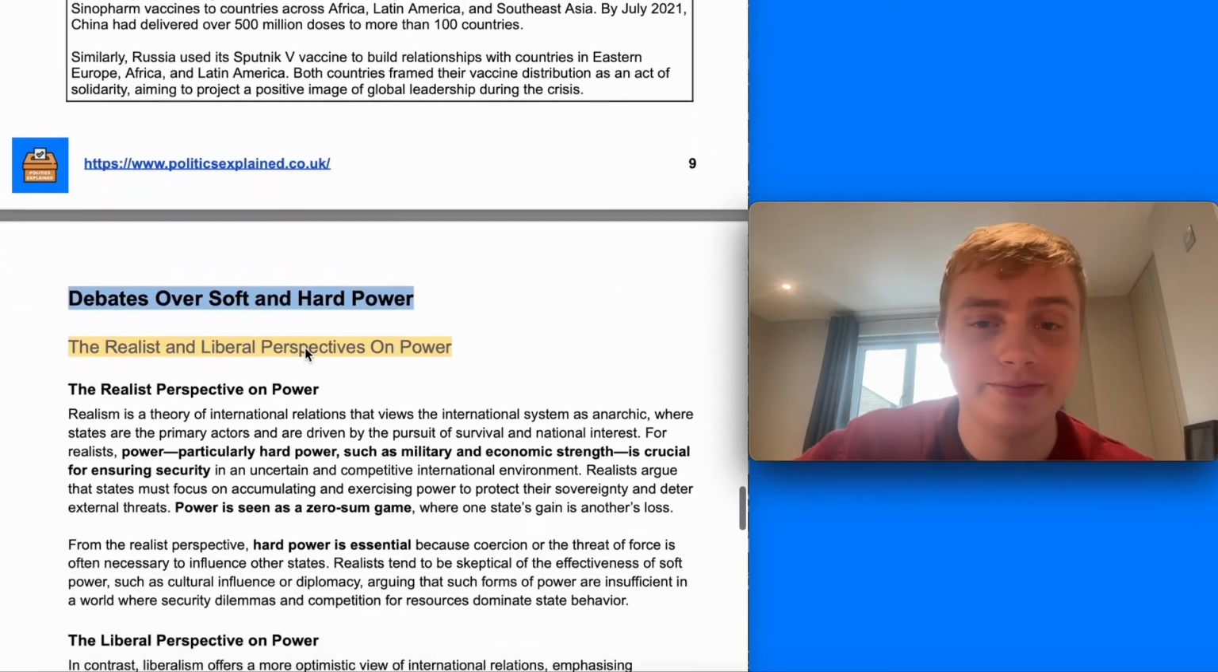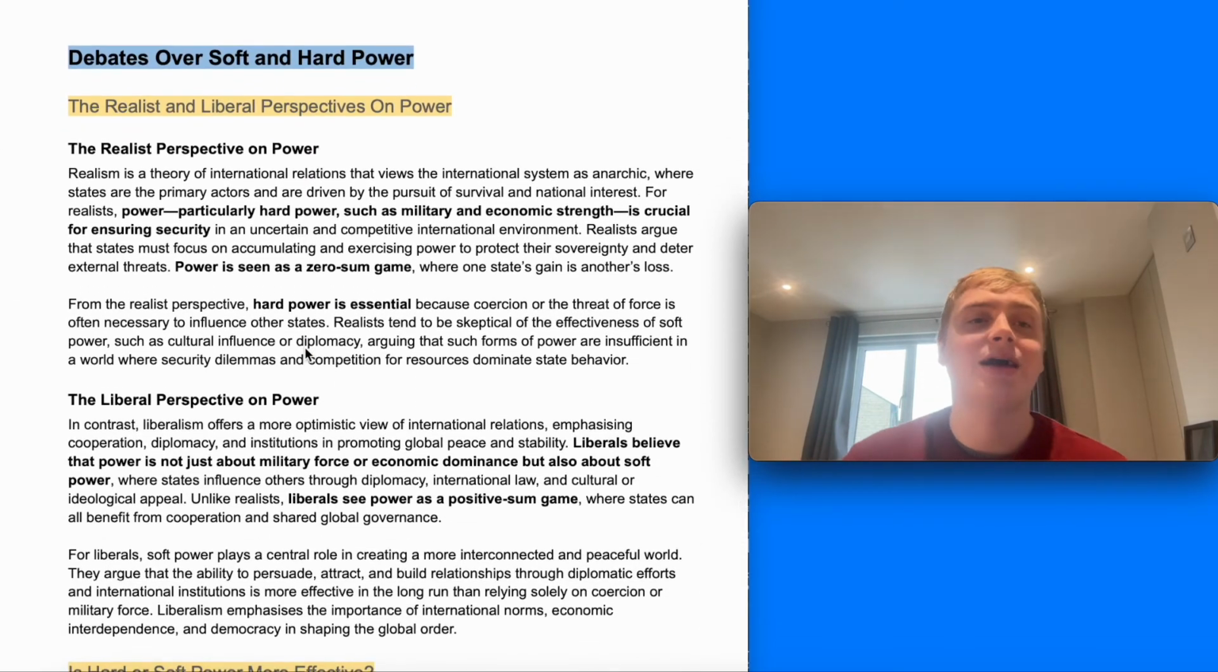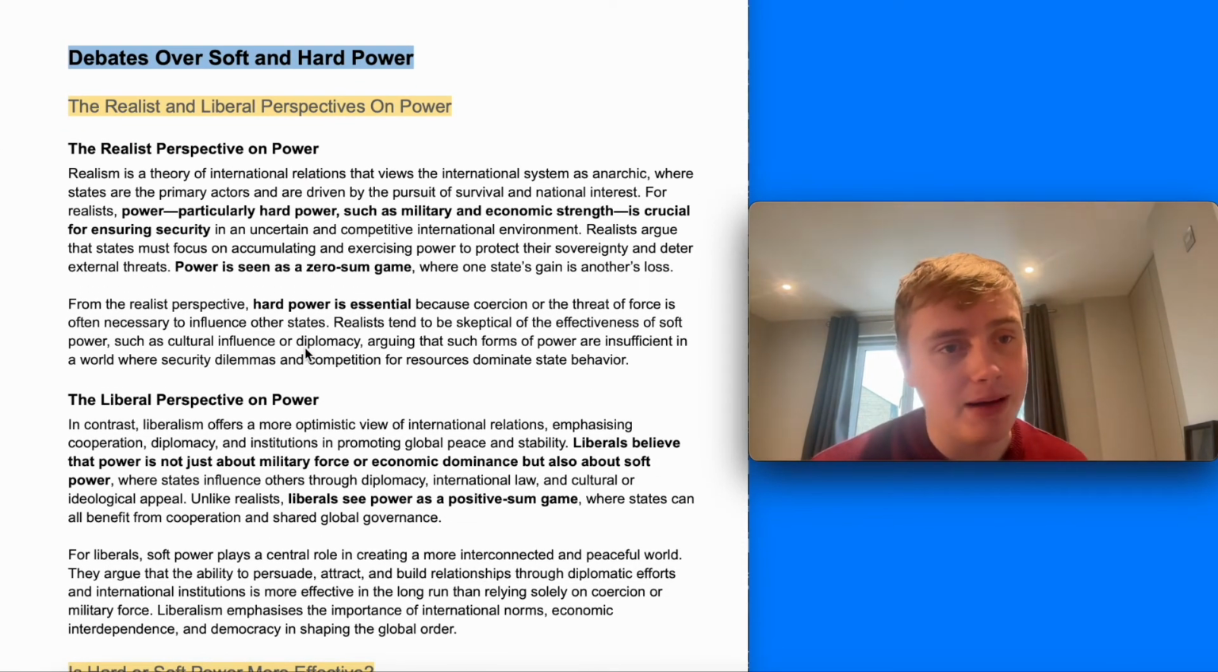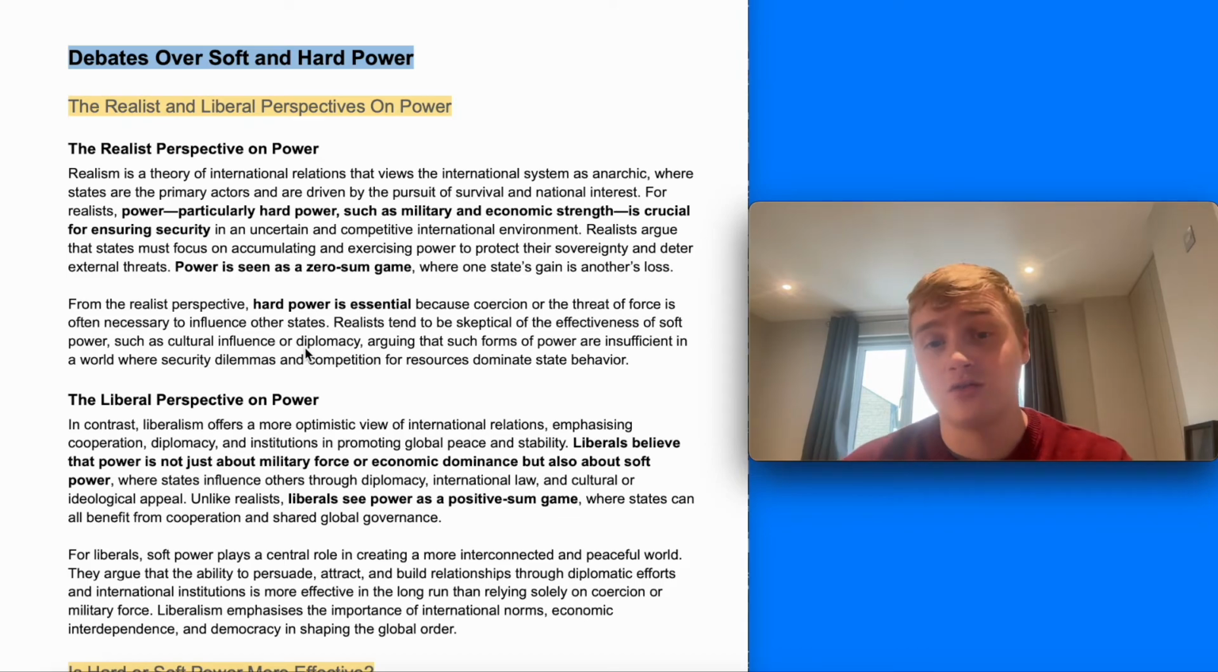The final thing we're going to have a look at then is debates over soft and hard power, first looking at the realist and liberal perspectives on power. So realism views the international system as anarchic, where states are the primary actors, nation states, and they're driven by the pursuit of survival and national interests.